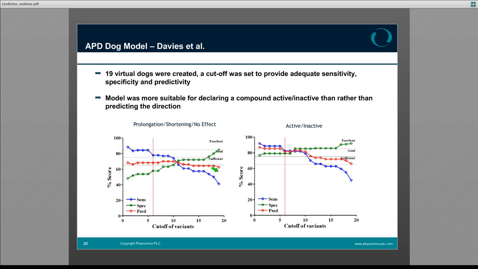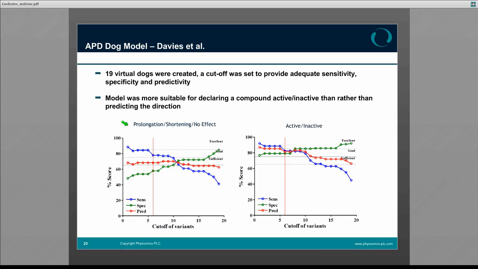So if the model was asked to make a statement about whether a compound would be active or inactive in the assay, by active or inactive, I mean would you see either a greater than 10% prolongation or 10% shortening, regardless of the direction? What you're seeing here is a percentage score on the y-axis and the cutoff variance on the x-axis. By cutoff variance, this is how many dogs we need to agree before we make a decision about whether that compound was active or inactive. As you can see, for a low number of models, up to about 8 or 9, we seem to get good sensitivity, specificity, and predictivity.